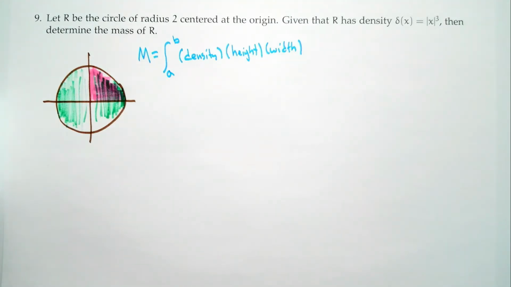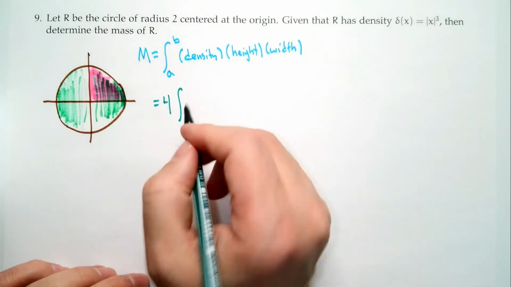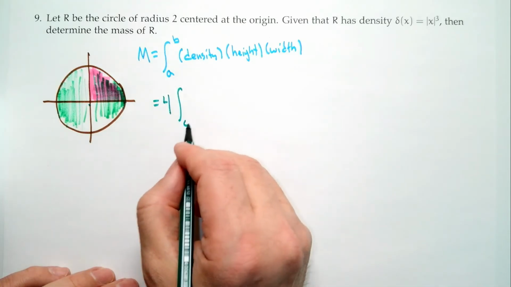Why? Well, if I work in the first quadrant, what do I need to do to get the total? Times 4, because everything else will have the same amount by our symmetry. Okay, so let's just do that. So we're going to do 4. Where do we go between? 0 to 2.